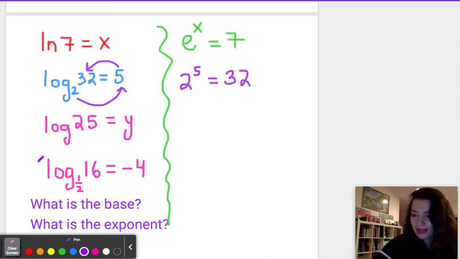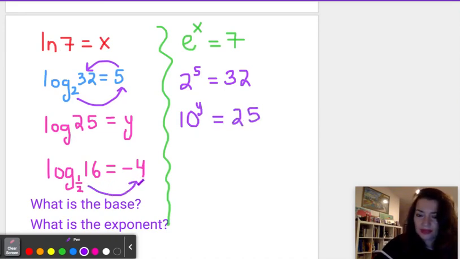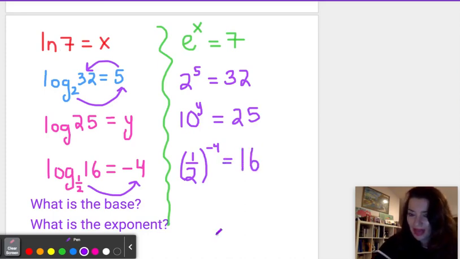Now we come across a log where we don't see a base. So if you said this is the common log, you are right, and a common log always has a base 10. So I'm going to write 10 to the y is equal to 25. And the last one, we have 1/2 raised to the -4. You could put it in parentheses if you wish. You don't have to. Raised to the -4 is equal to 16. And that is how we switch from log form to exponent form.